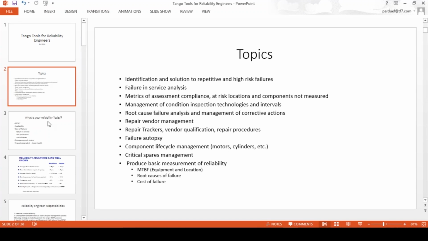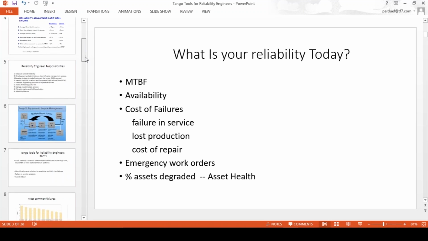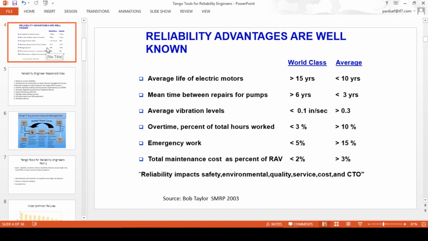So there's a couple of guys on that aren't Tango users and a couple that are. And so what we're going to talk about is essentially, well, we're in a sequence right now of using Tango, or how reliability engineers use Tango.